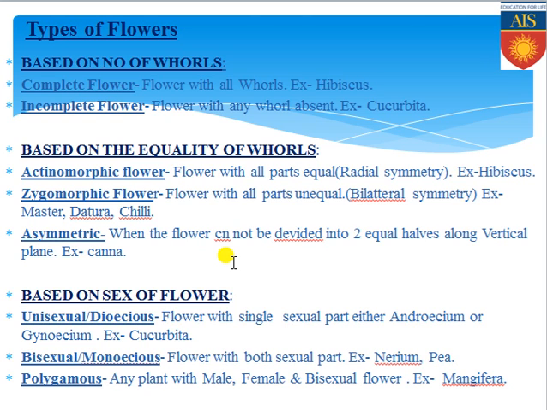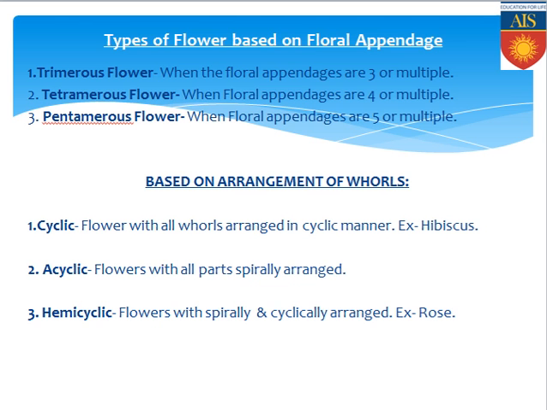And if you see that the male flower, female flower and bisexual flower are all present in the same plant body, at that time those types of flowers are commonly known as polygamous flowers. As an example, you can see unisexual flowers: Cucurbita; bisexual flowers: Nerium, pea; and polygamous flowers: Mangifera, that is commonly our mango.